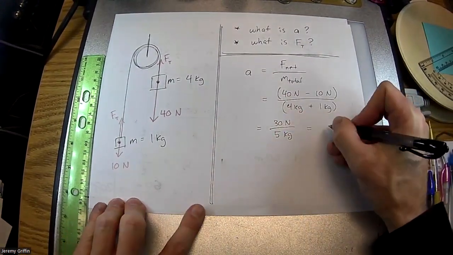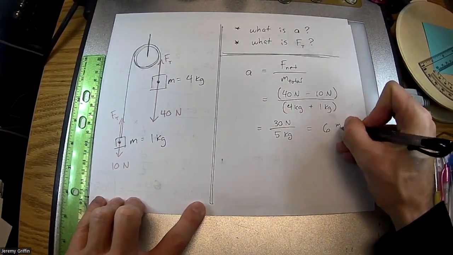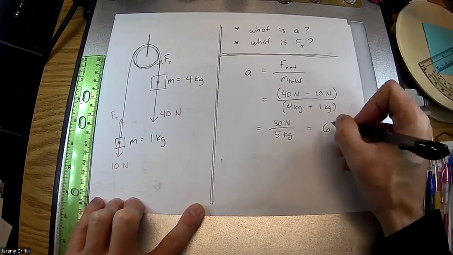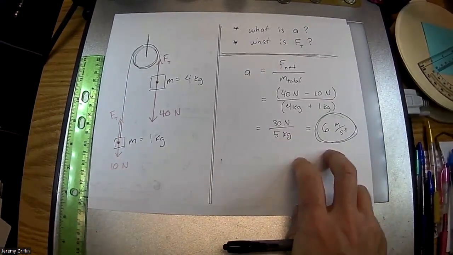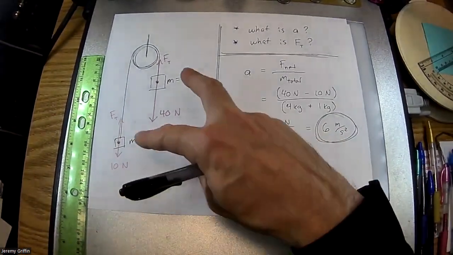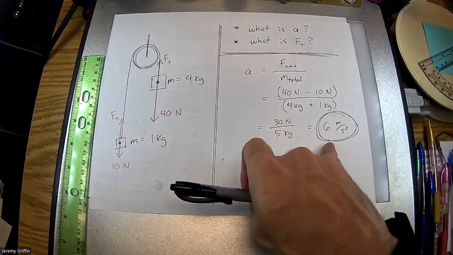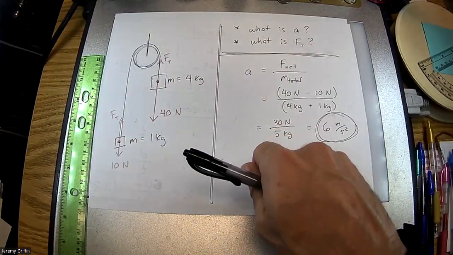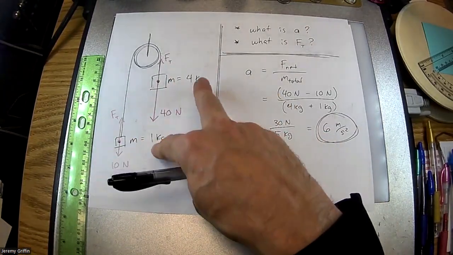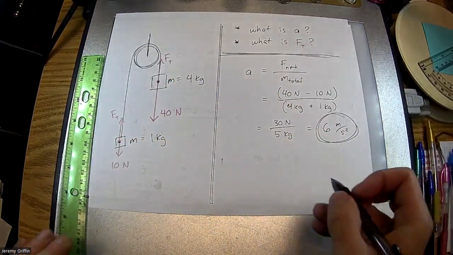So what's the acceleration? 6 meters per second squared. Newton per kilogram, is that the same thing as meters per second squared? Same thing. Does that look like it makes sense? Well, if these 2 were the same mass, same weight, this would be 0 meters per second squared. And if you put all the weight on one side, this would be 10 meters per second squared. So that looks about right. We'll go with that.